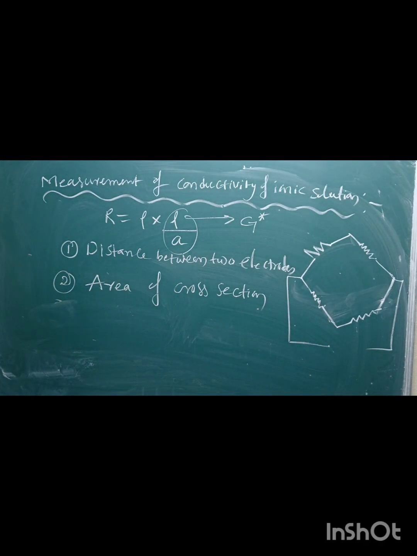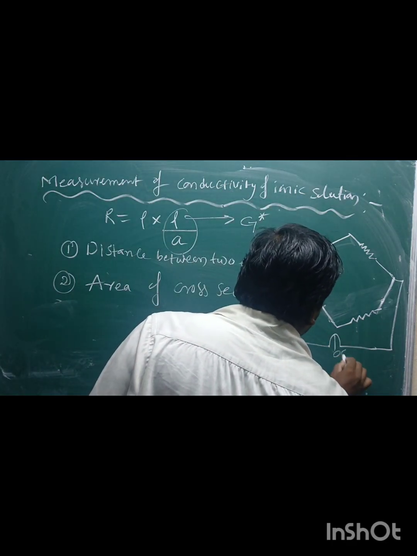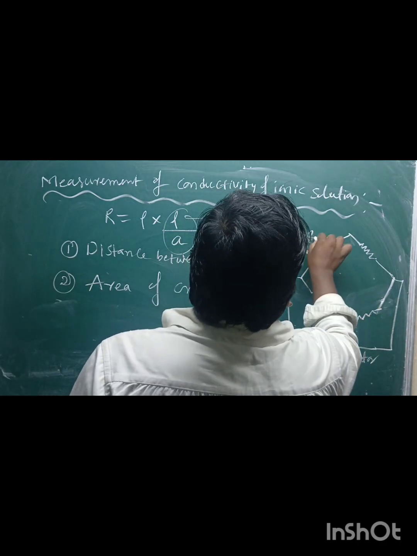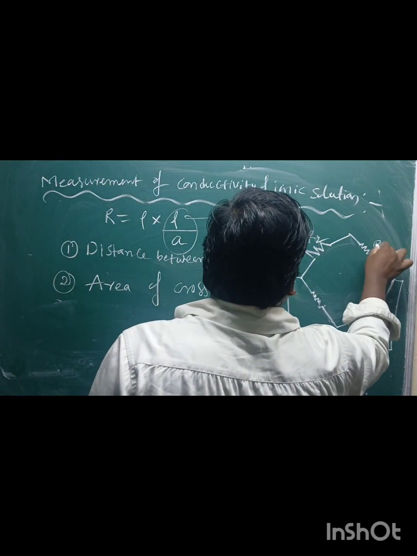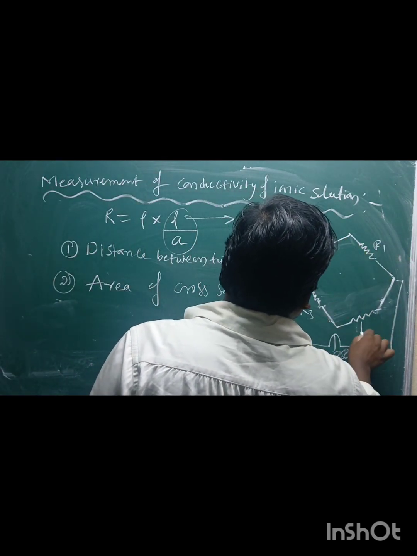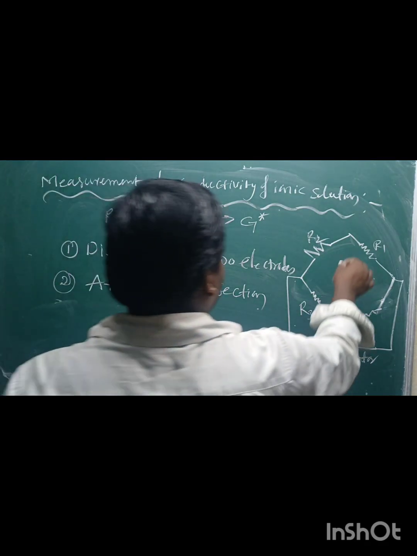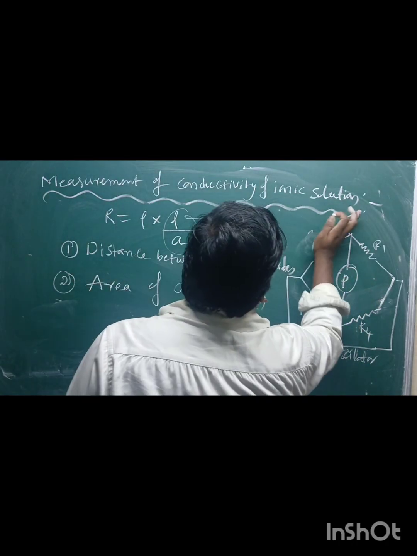Which is connected to the oscillator here. R1, R2, R3. For example, this is resistance R1, resistance R2, resistance R3 and resistance R4, which is connected to the detector. It is a detector, but this is the unknown here.